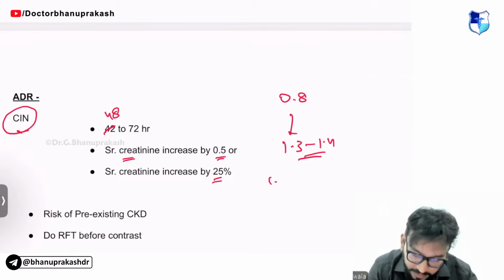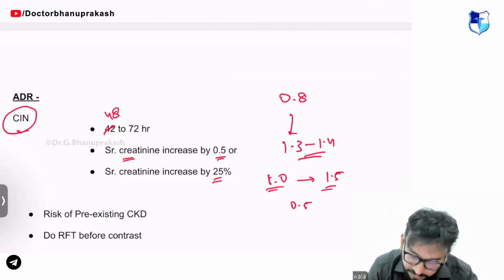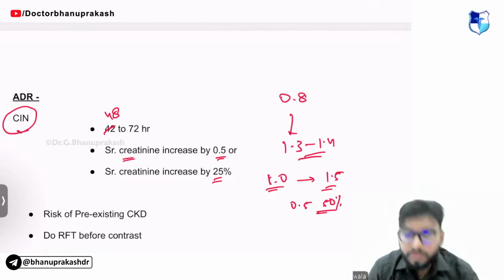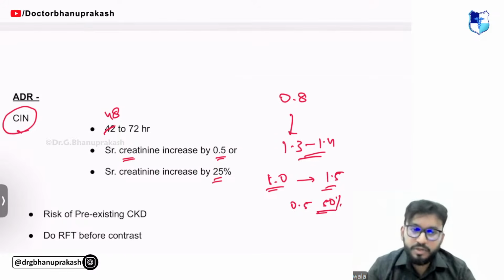For example, say it was 1.0, and now it has become 1.5. How much is the increase? The increase is by 0.5, that is 50%, guys. So this also fits into the definition of contrast-induced nephropathy.